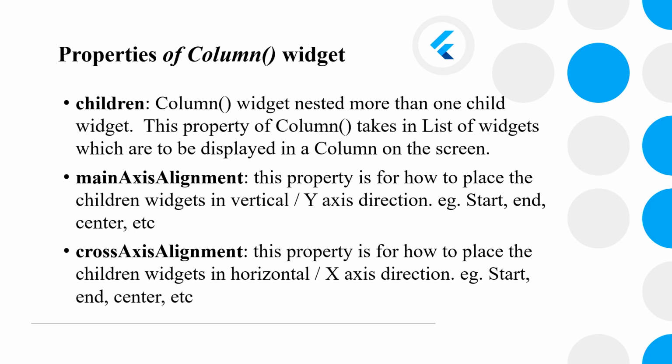Cross-axis alignment is for how to place children widgets in the horizontal or x-axis direction, that is at the start, center, etc. Now, this main axis and cross-axis: main axis in a row talks about the x-axis, and cross-axis in a row talks about the y-axis. So here they are opposite to each other.